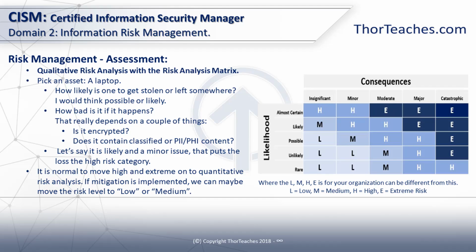If we look at the risk analysis matrix, we can see that a minor issue that's likely to happen is considered a high risk. This is probably something we should look at in the quantitative risk analysis. And if we implement effective countermeasures, it might get moved to a medium or a low. And we would do this for all our assets, both tangible and intangible objects.